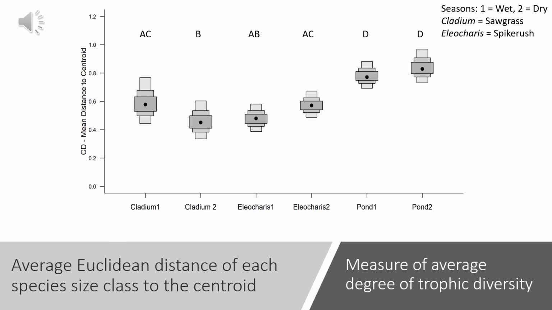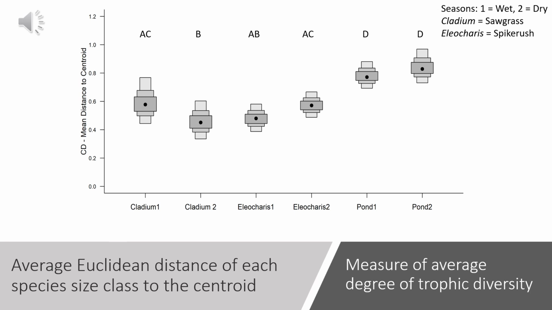Where before we only saw a difference at a 5% threshold in sawgrass, for centroid distance, we also see a difference at this threshold in the spike rush marshes. You can see between spike rush in the wet season and the spike rush in the dry season, there was again a difference at a 5% threshold. There was an increase in trophic diversity and centroid distance from the wet season to the dry season, which corresponds with our predictions from the hypothesis because of the increased competition in the spike rush in the dry season.